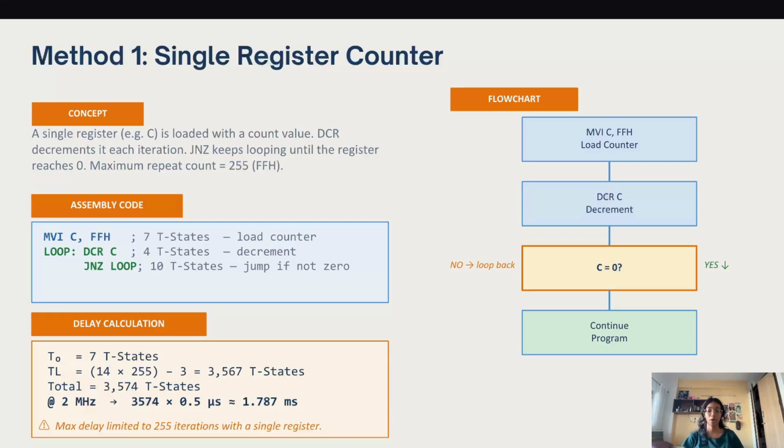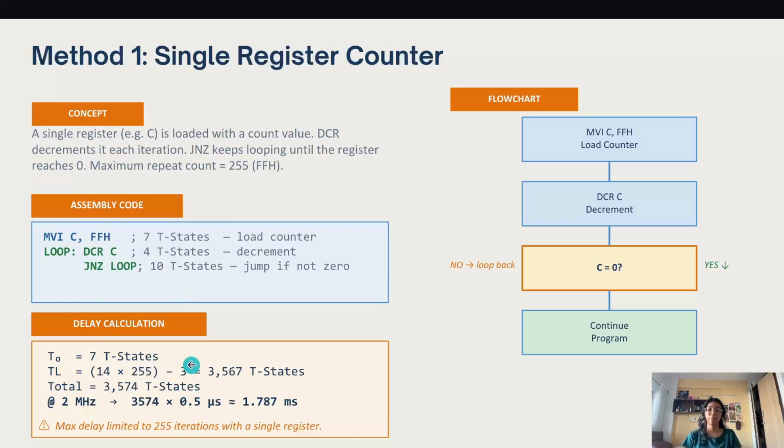Each of our mnemonics over here consists of some machine T cycles. The code outside the loop is given in blue, and it consists of 7 T cycles. So the time taken by the code outside the loop is simply 7. Now for the code within the loop, we have 4 T states plus 10 T states, so in total 14. Since we have initialized C with the value FF, which translates to 255 in decimal, this loop runs about 255 times. So we multiply 14 by 255.